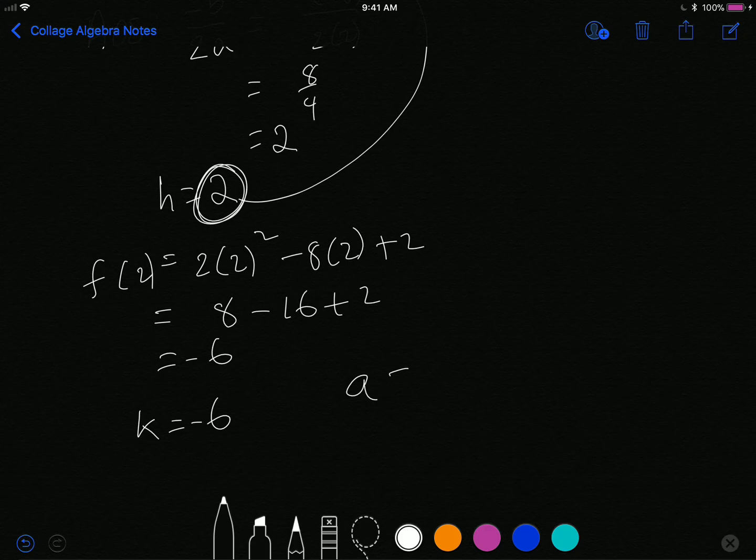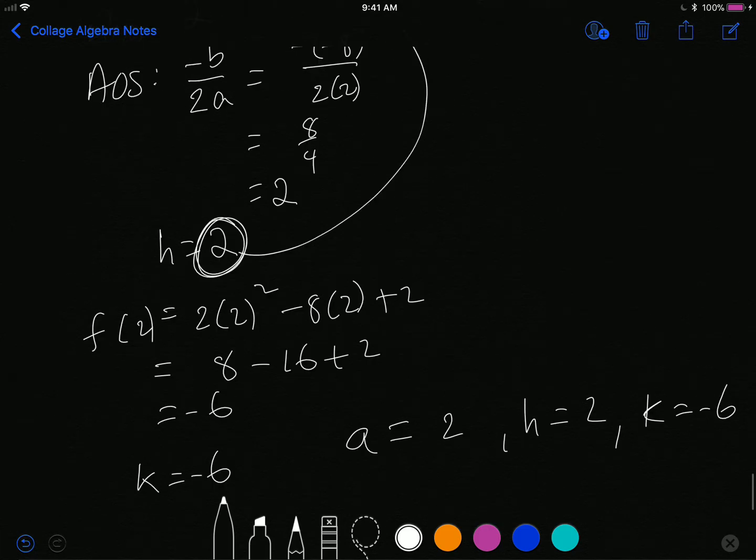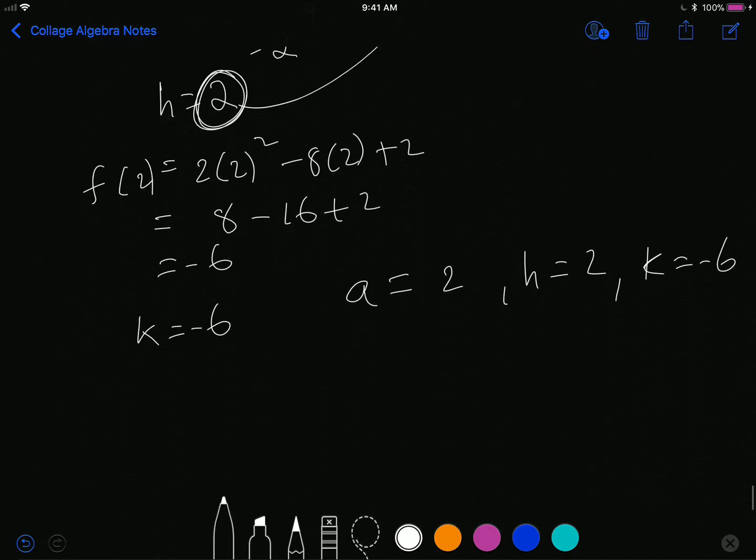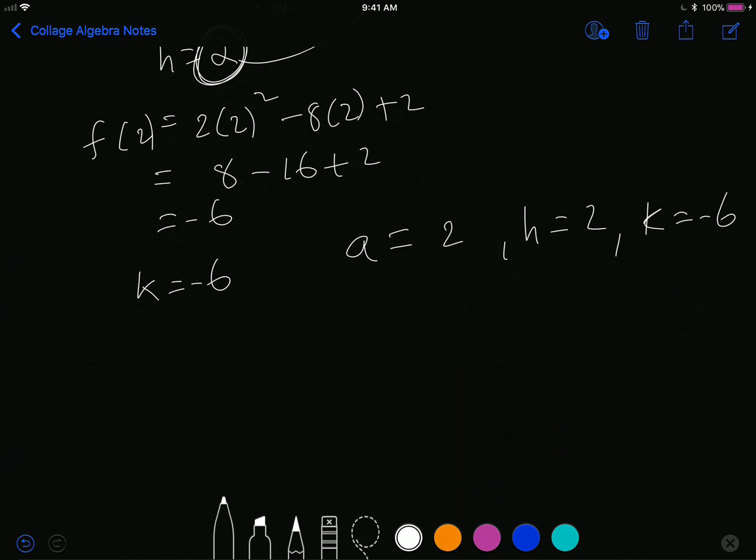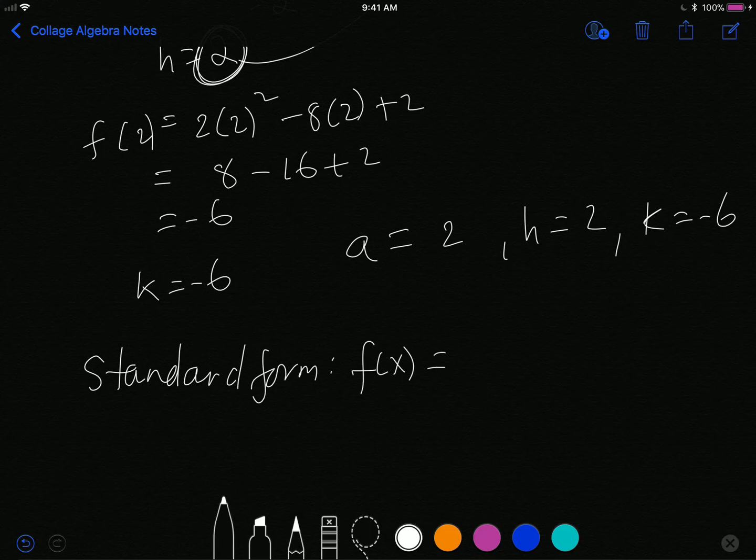I know a is equal to 2. I know h is equal to 2. I know k is equal to negative 6. That's all I need to go from general form to standard form. So my standard form would be f of x equals 2 times x minus 2 squared minus 6.